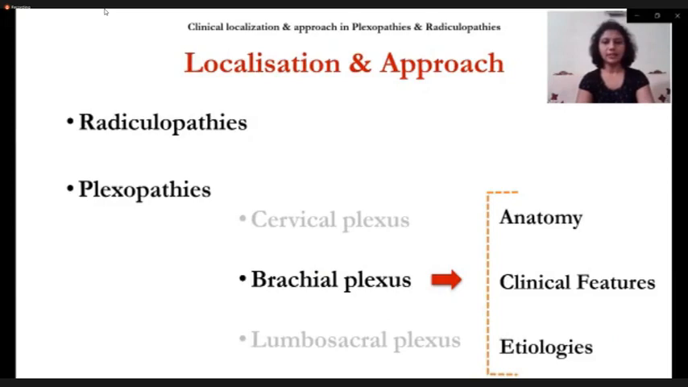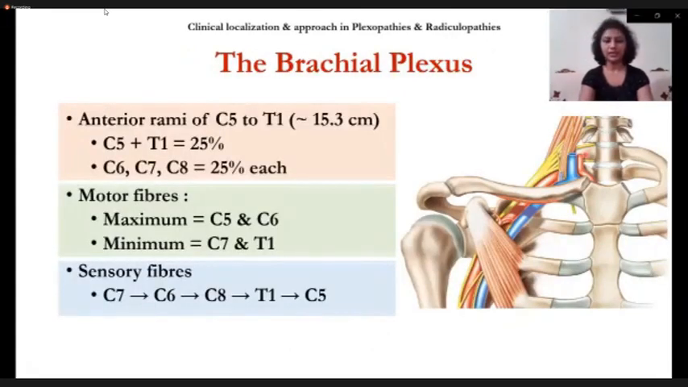Since the cervical plexopathies are not very common, we will not spend much time on them. We'll now move on to the brachial plexus. The brachial plexus supplies much of the upper extremity and the shoulder, and it is the most complex structure within the peripheral nervous system. It is a triangular structure that emerges from the spinal cord in between the scalenus medius and the scalenus anterior muscle and extends till the axilla.